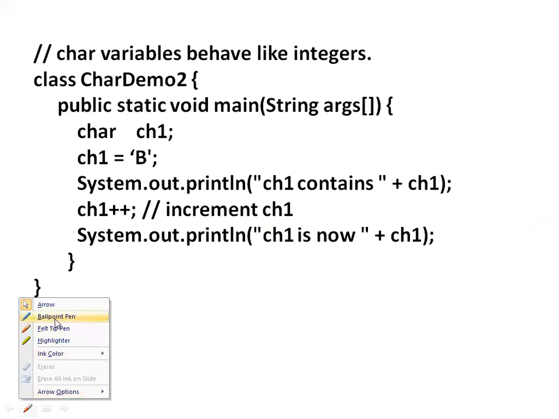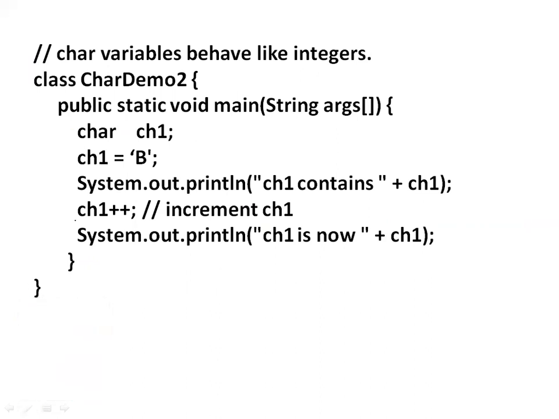Internally it performs like this. When you say ch++, what happens? Capital B value is 68. So 68 plus 1 will be performed and it results in 69, and the equivalent ASCII character for this 69 is capital C, and when you print, a capital C will be printed there. So this kind of arithmetic operation we can perform on character variables, because character variables behave like integers. They behave like integers. We can do this.